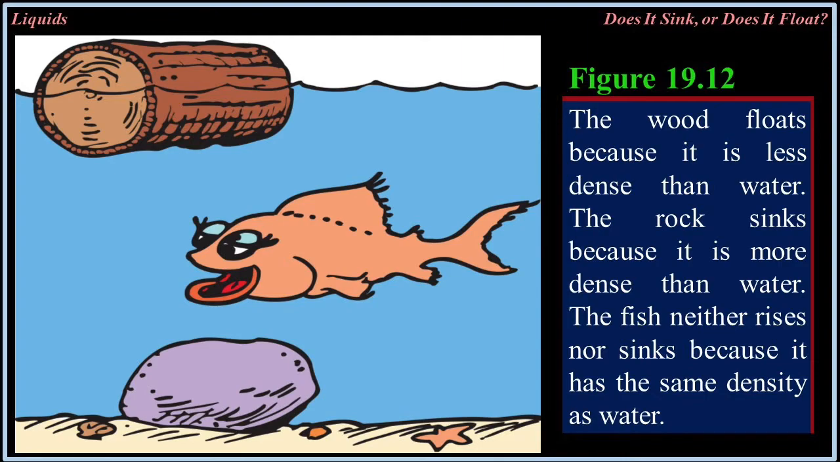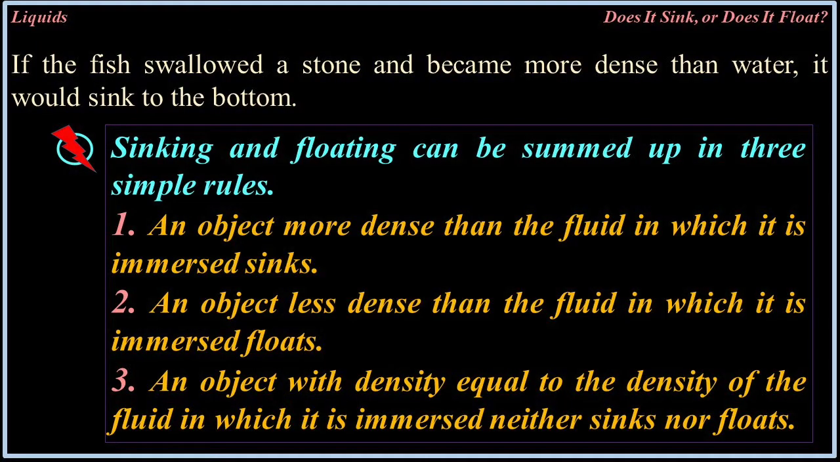Look at Figure 19-12. The fish is at one with the water. It doesn't sink or float. The density of the fish equals the density of the water. If the fish were somehow bloated up, it would be less dense than water and would float to the top. Figure 19-12: The wood floats because it is less dense than water. The rock sinks because it is more dense than water. The fish neither rises nor sinks because it has the same density as water. If the fish swallowed a stone and became more dense than water, it would sink to the bottom.